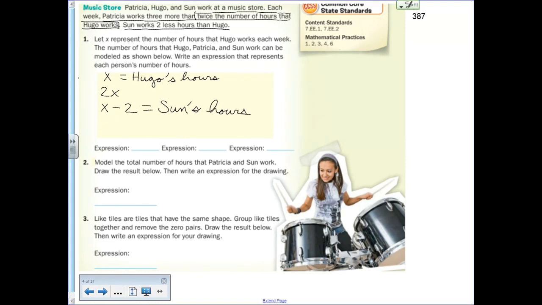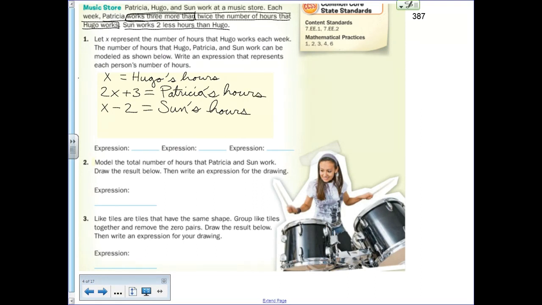And then we need to go back to our sentence and go, okay, Patricia works 3 more than that. So 3 more than that. How do I show 3 more? I add 3. So Patricia's hours can be represented by 2x plus 3. Twice the number of hours Hugo works plus 3 more. So Patricia's hours.